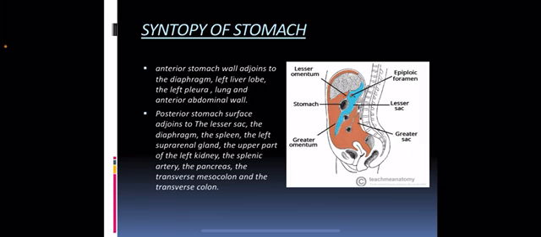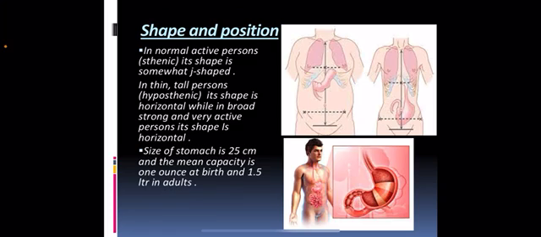Syntopy of stomach. The anterior stomach wall adjoins the diaphragm, the left liver lobe, the left pleura, lung and anterior abdominal wall. The posterior stomach surface adjoins the lesser sac, the diaphragm, the spleen, the left suprarenal gland, the upper part of the left kidney, the splenic artery, the pancreas, the transverse mesocolon and the transverse colon.